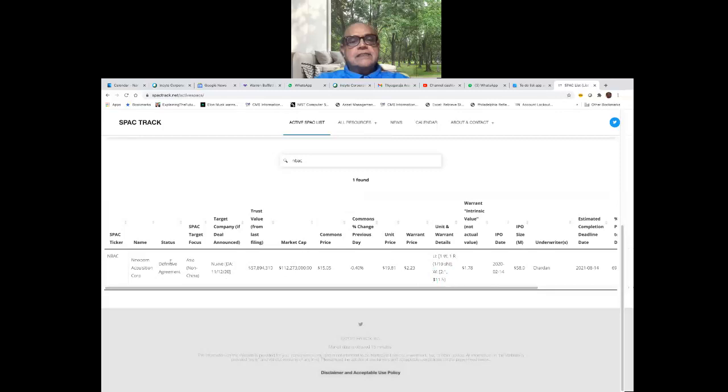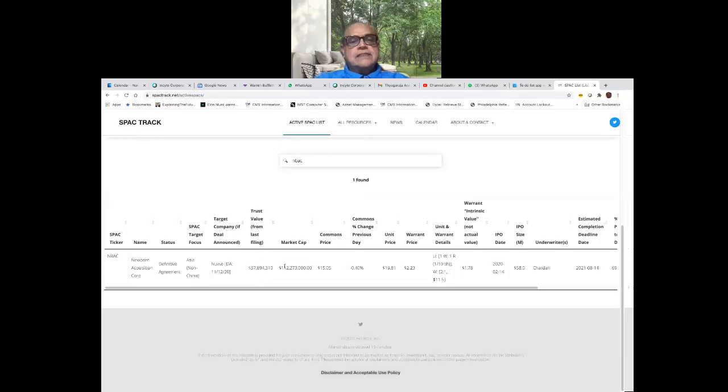Okay, can we just explain this? So their target focus is Asia, and the target company, what is that? Nuvve is a vehicle-to-grid based company. They have already announced the deal, right? Correct. And trust value is what? 57 million. I know what it is, but what does trust value mean? Like that is the money they collected? Correct. When they IPO'd, this is the funds they collected by selling shares.